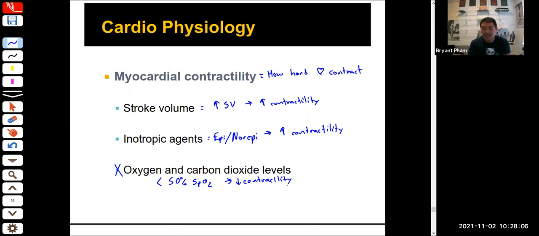Patient comes in with an SpO2 or oxygen saturation of 50%. Is the first question you're going to ask, what's their heart contractility? No? ABCs, right? That's why I'm saying you don't need to worry about it.